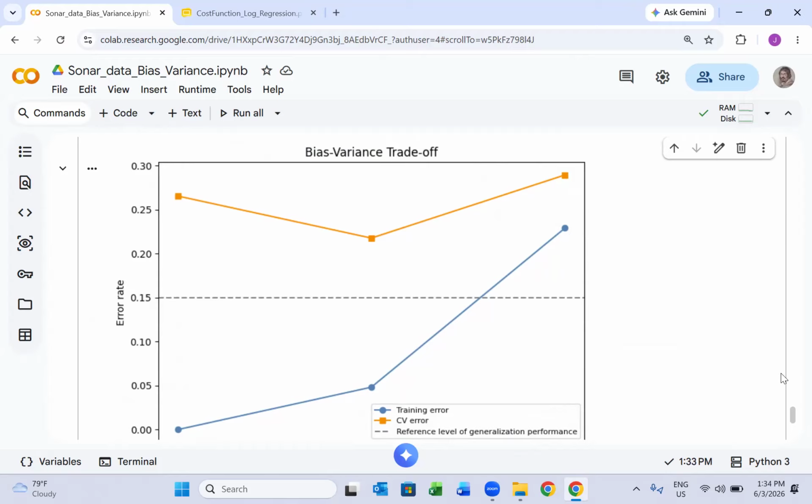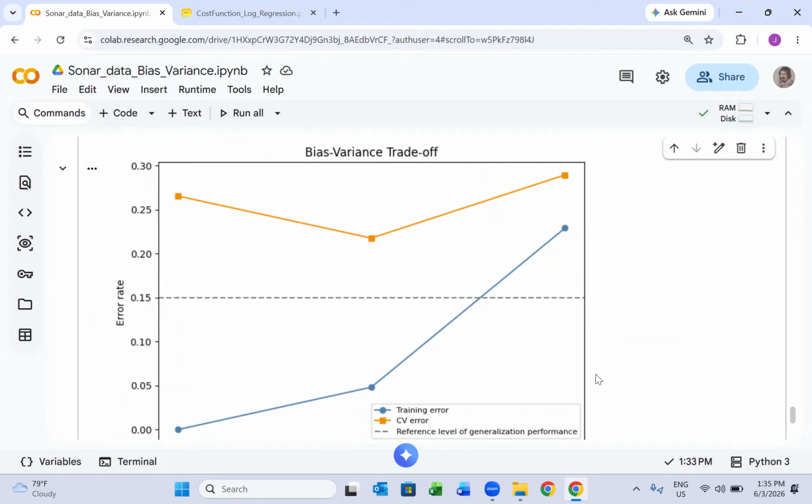And another thing that I wanted to mention was this horizontal dashed line, guys. When you are trying to understand the bias and variance trade-off in a given problem, it's useful whenever possible to have what they call in machine learning a reference level performance. Okay, reference level performance is just the level of error that we hope to achieve or the level of error that we desire to achieve.